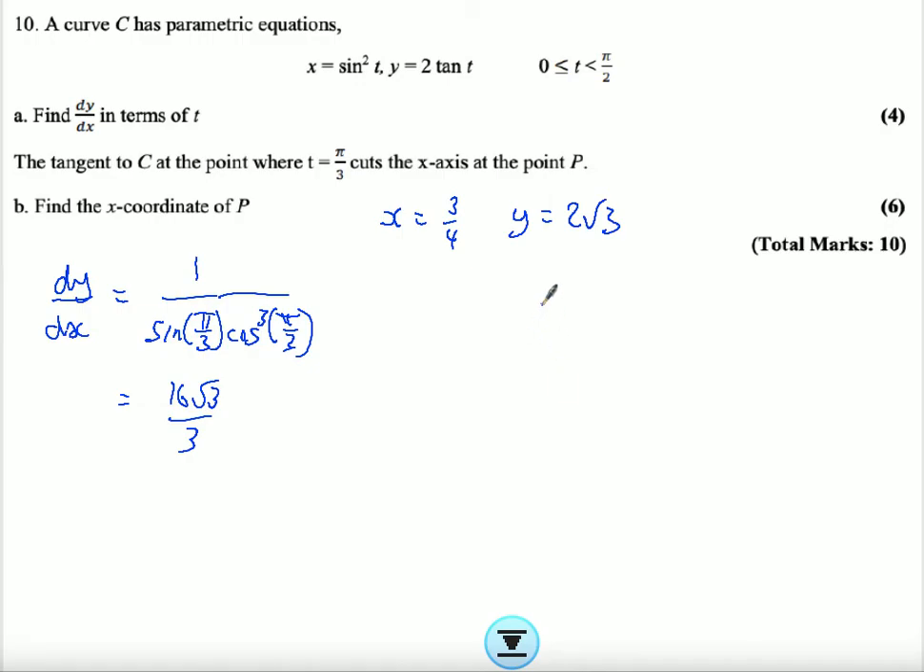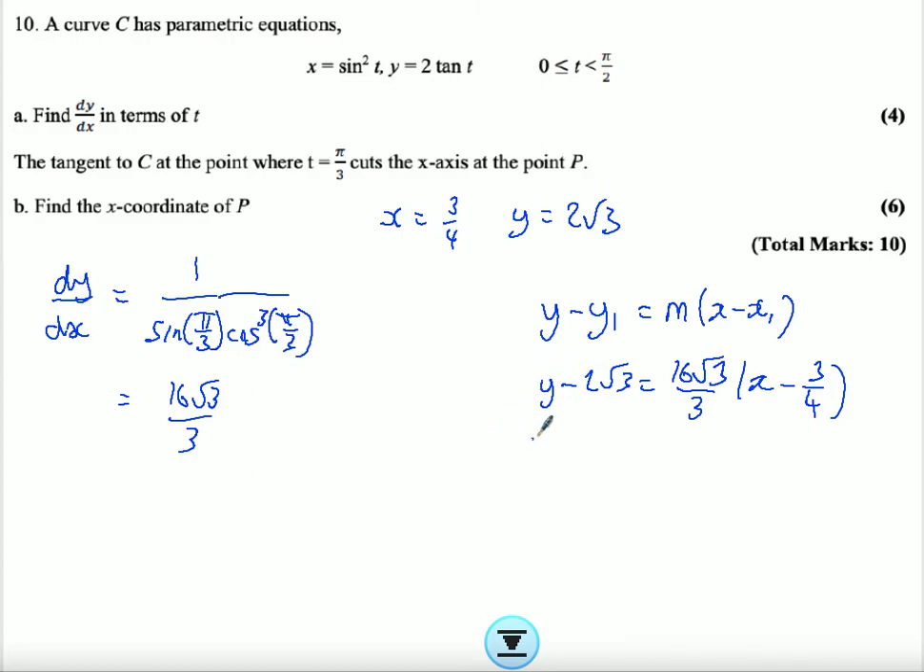Okay, plug it into our formula, y subtract y1 equals m brackets x subtract x1. I'm going to multiply both sides by 3 initially, try and make my life a little bit easier. And then that's going to be 16 root 3, so it's going to be 12, subtract 12 root 3. Okay, I'm going to leave it like that because it's not really important at this moment.